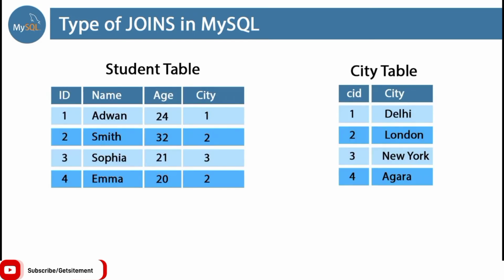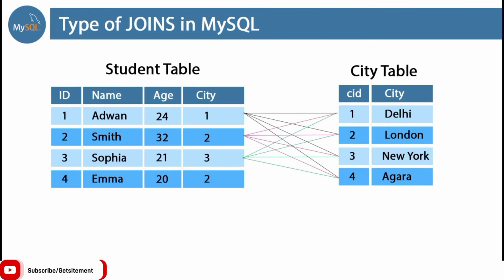Here you can see two tables, student table and city table. If we want to join these two tables without a primary key and foreign key, then we can use cross join. Our first student name is add1. So cross join is going to join all the cities with add1. It is going to return 4 different rows. Next it is going to join Smith with every city name. And it's going to follow similar steps for Sophia and also Emma. It's going to make a combination.